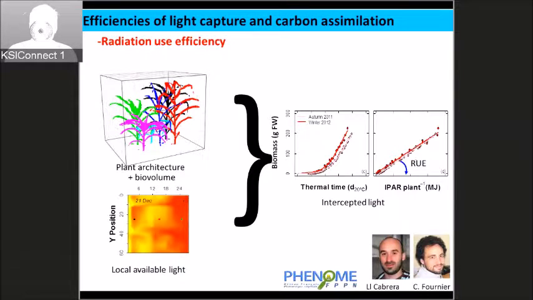If you look at this, here are two experiments for the same genotypes, so that's the increase of biomass with time. You see that their time courses are different, but if you express the biomass as a function of the intercepted radiation by the plants, you obtain a unique relationship, and the slope of this relationship is by definition the radiation use efficiency. And so this radiation use efficiency is heritable, is robust, and we can perform genetic analysis.